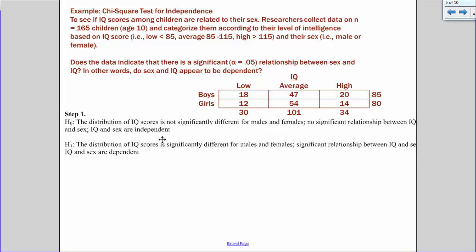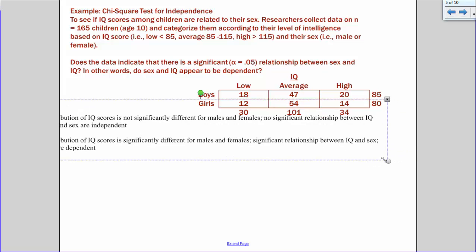So you see the hypotheses down here. The null hypothesis says that the distribution of IQ scores is not significantly different for males and females, meaning there's no significant relationship; IQ and sex are independent. Then the alternative is very similar. It's just saying that it is significantly different, there is a significant relationship, and they are dependent.